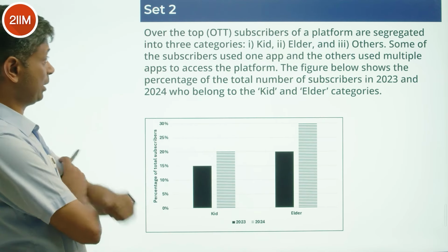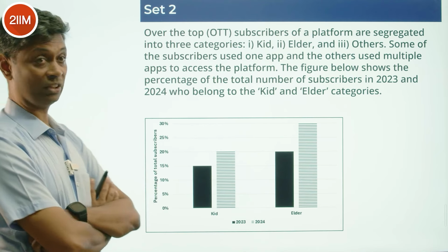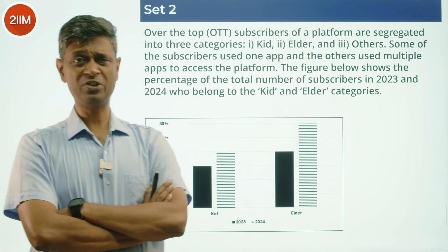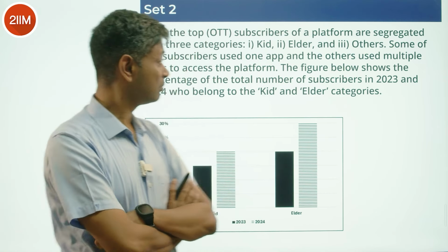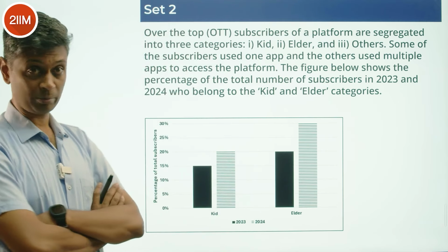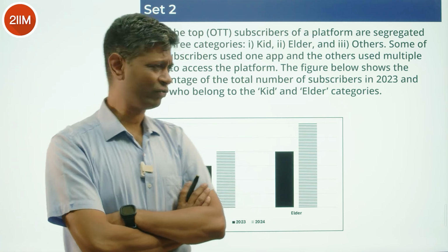Over-the-top subscribers of a platform are segregated into 3 categories: kid, elder and others. Kid, elder and others. When I read it, I didn't get it. First I thought it was kids and elders. But some of the subscribers used one app and others used multiple apps to access the platform. The figure below shows the percentage of the total number of subscribers in 2023 and 24 who belong to the kid and elder categories. And I went through these numbers.